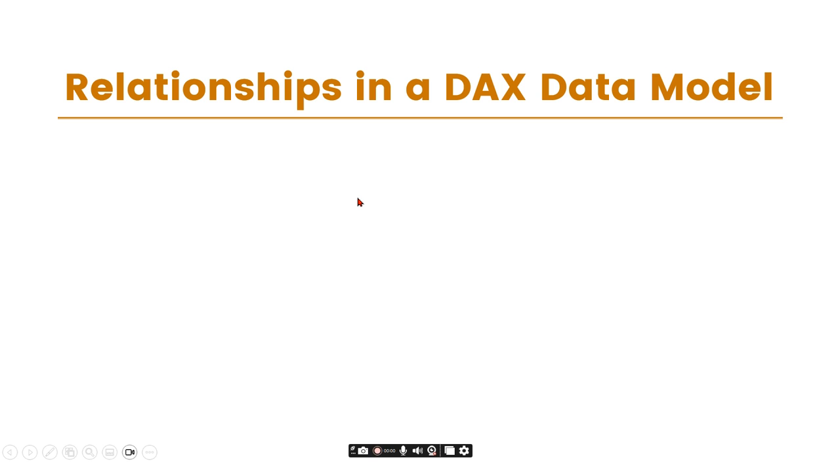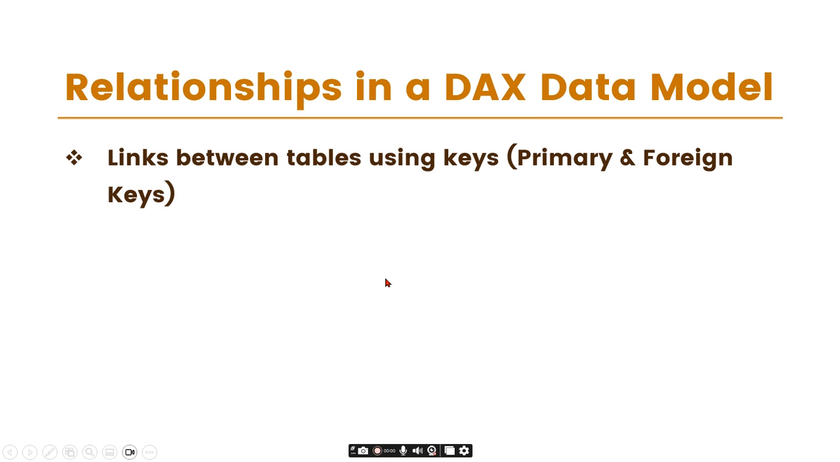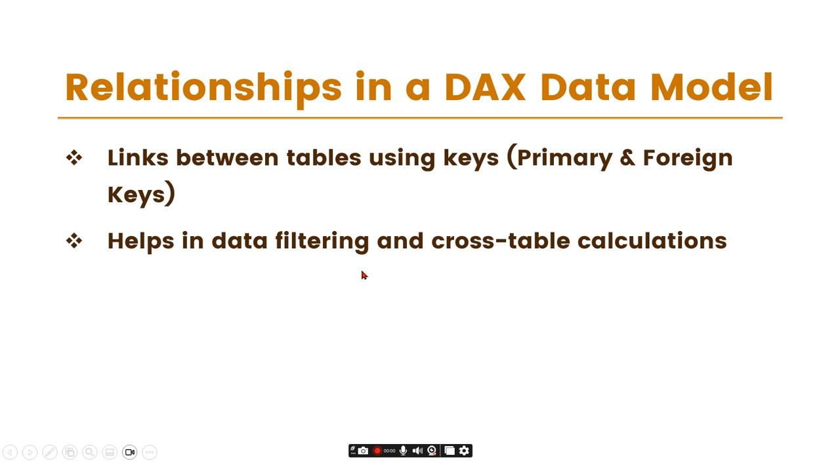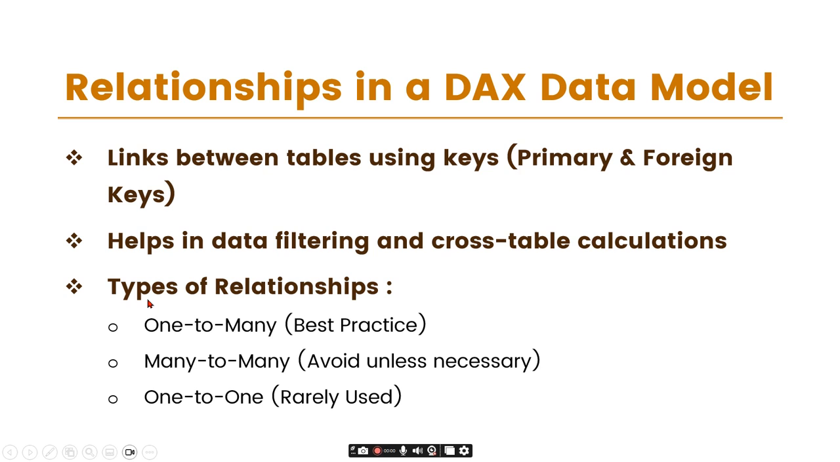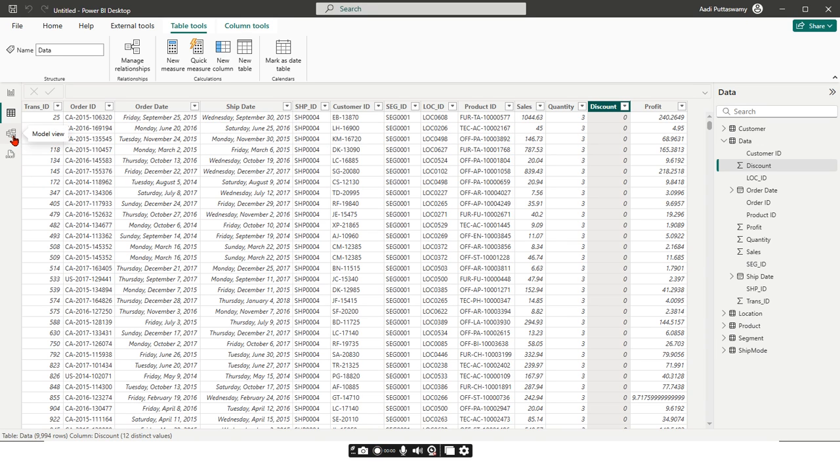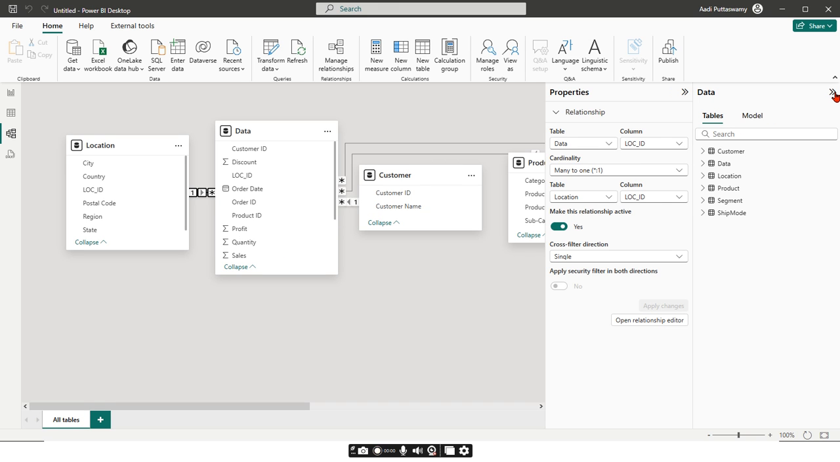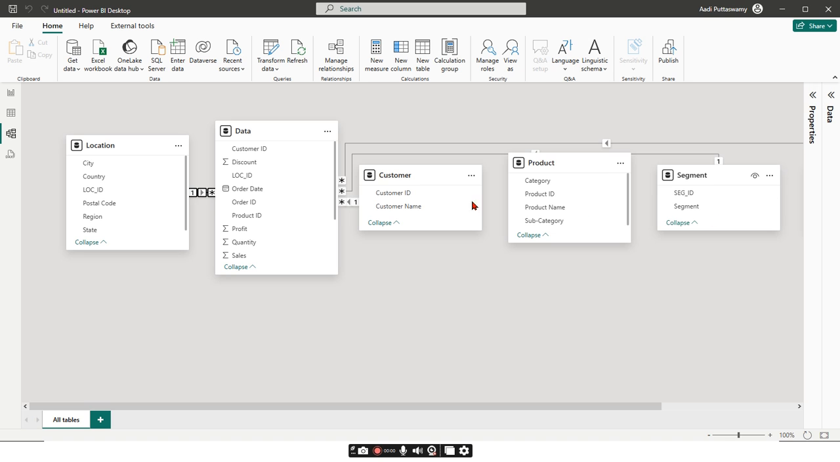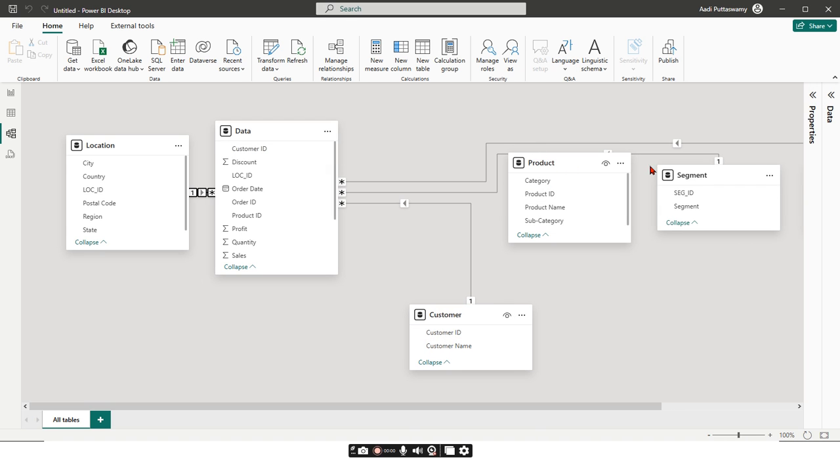Relationships in DAX. Let's see what this relationship is. We have seen in our previous video links between tables using keys, that is primary and foreign keys, and it helps data filtering and cross table calculations. So there are different types of relationships, one to many, one to one, which you have already seen in our previous video. Let me show you again. I'll go to this model view and let's see the relationship. Let me minimize these panes. You can see here we have the relationship.